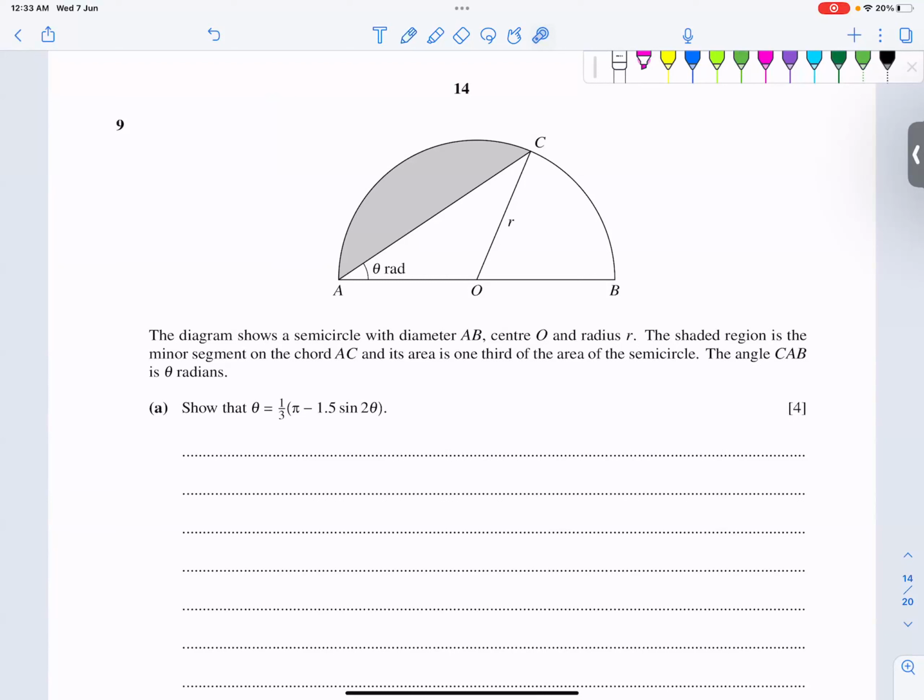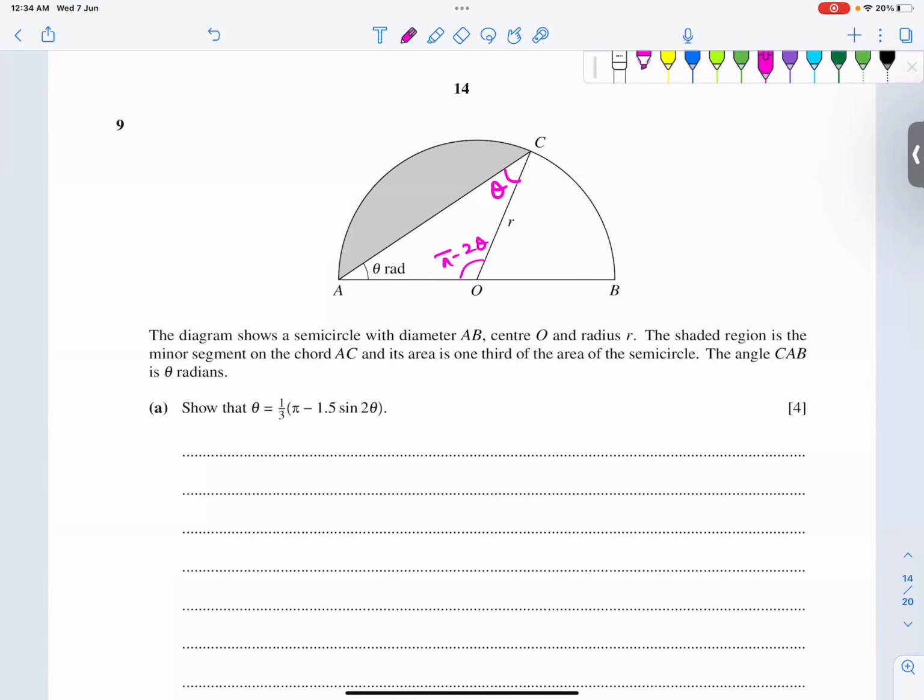You can see that this triangle OAC is actually a very well-known triangle. Isosceles triangle, it means that its base angles will be the same. So if this is theta, this will also be theta. As the sum of internal angles of a triangle is 180 or pi, this remaining angle will be pi minus the sum of the two angles. Okay, so this remaining angle will be pi minus 2 theta.